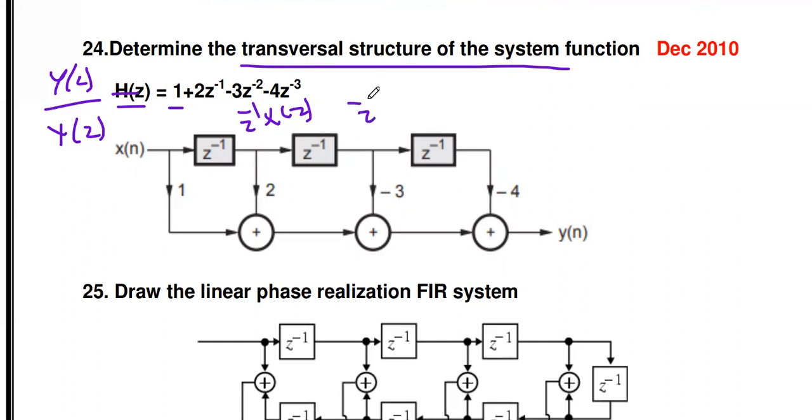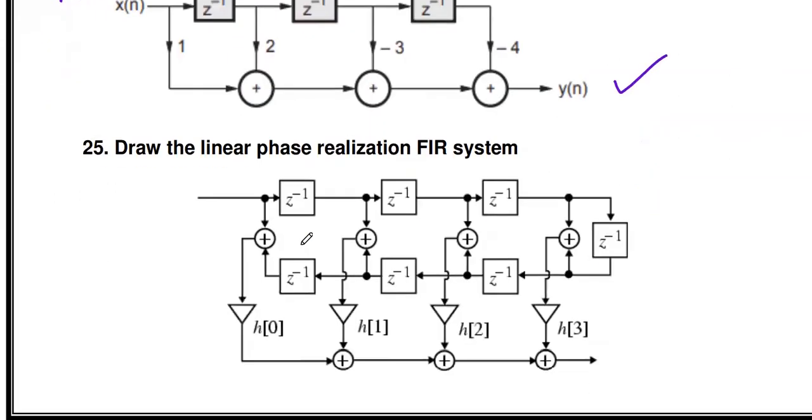So here we can get Z power minus 2 into X of Z. So that one is multiplied with the coefficient minus 3. And finally Z power minus 4 multiplied with the minus 4. When you add them, we can get the output Y of N, or you may write Y of Z, X of Z also. Okay, this is the transversal structure. Direct form realization, both are the same only.